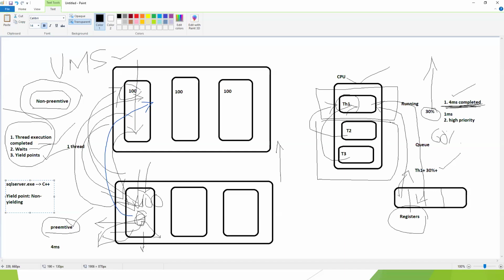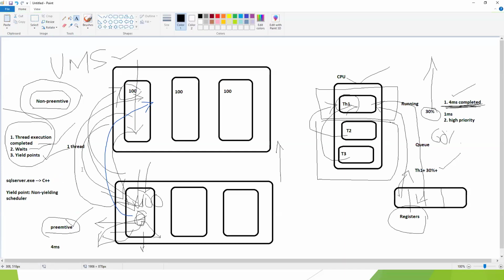kind of non-yielding scheduler, right? So when the thread is not yielding from the CPU, that is where you will hit a non-yielding scheduler situation, and a dump will be generated, right? This is what non-preemptive is. The non-preemptive is basically with respect to, there is no priority level, right? They don't have any priority level.